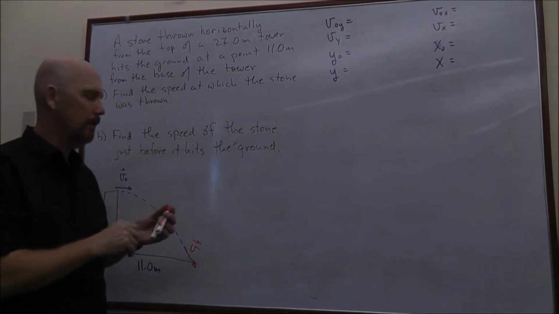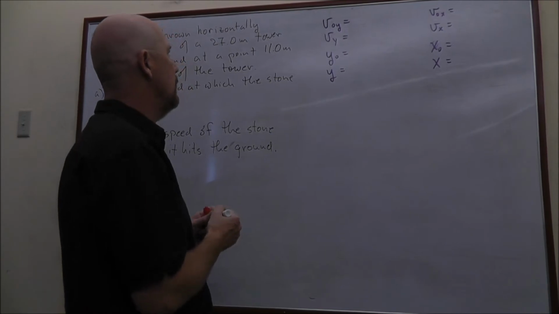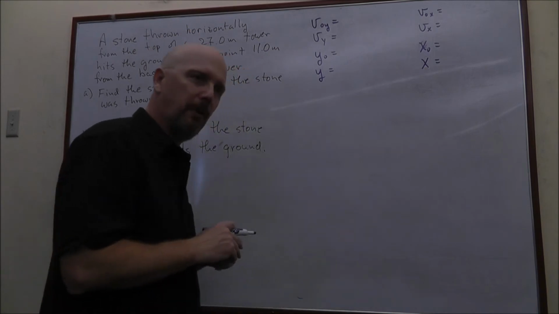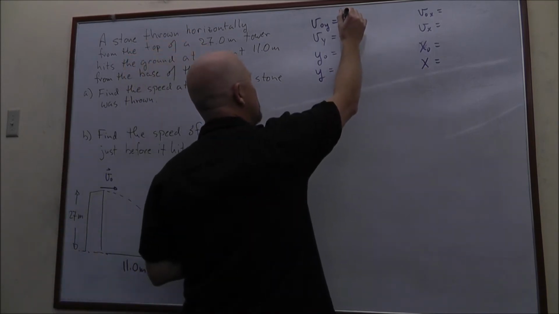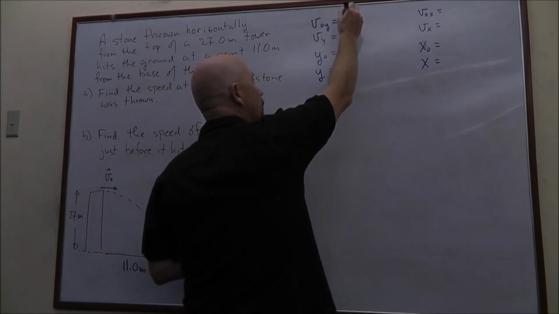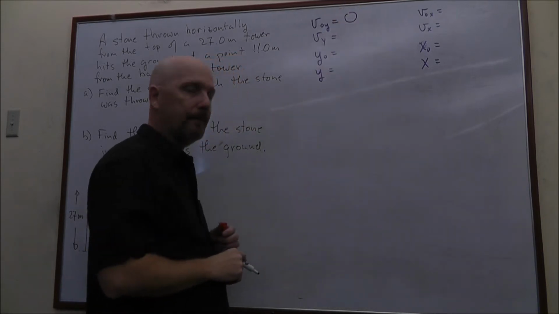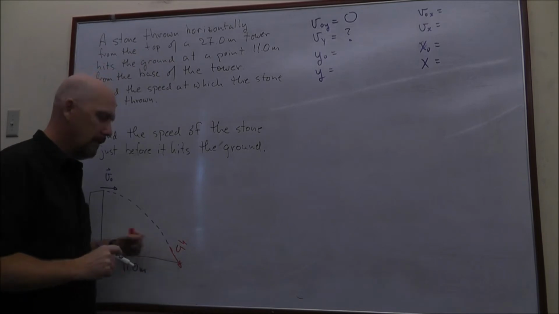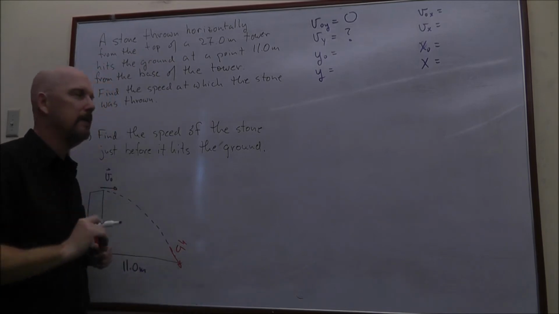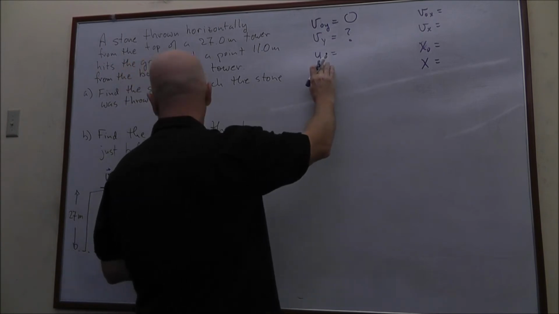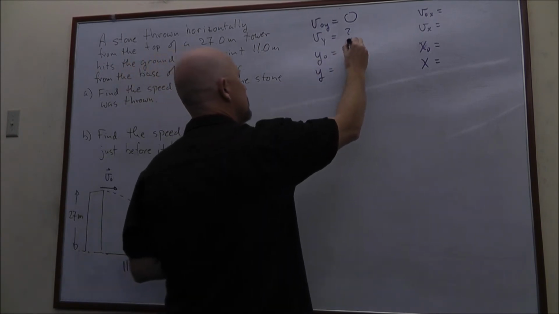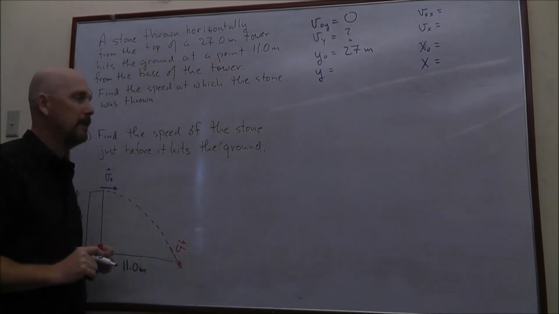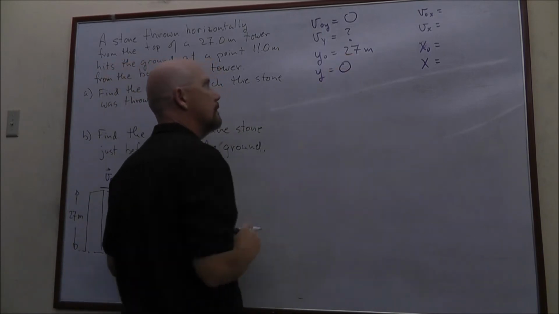So let's fill in over here the things that we know and the things that we don't know. v0y, well, that's the initial component of the velocity in the y direction. That's the up, down. We said we throw it horizontally, so that's going to be 0. This, we don't know. We don't know what its final velocity is when it hits the ground, but we'll figure that out later. y0 is the top of the tower, so that's 27 meters. The final position is down here at the bottom of the ground, so that's 0.